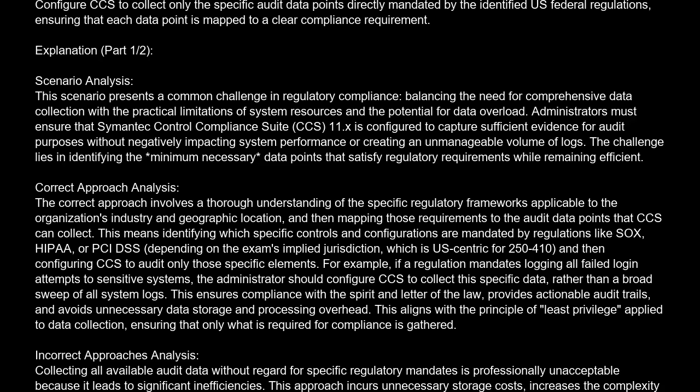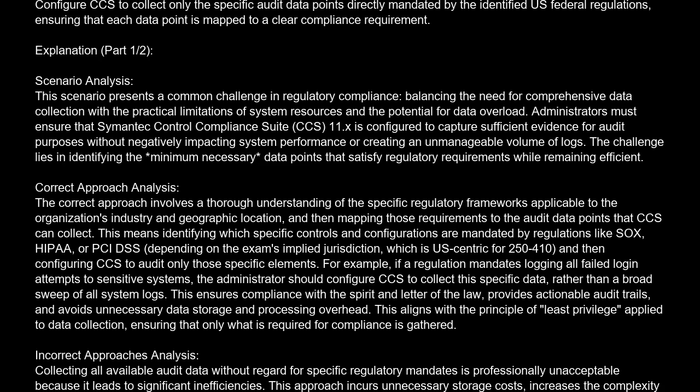This means identifying which specific controls and configurations are mandated by regulations like SOX, HIPAA, or PCI DSS, depending on the exam's implied jurisdiction, which is U.S.-centric for 250-410, and then configuring CCS to audit only those specific elements. For example, if a regulation mandates logging all failed login attempts to sensitive systems, the administrator should configure CCS to collect this specific data, rather than a broad sweep of all system logs.